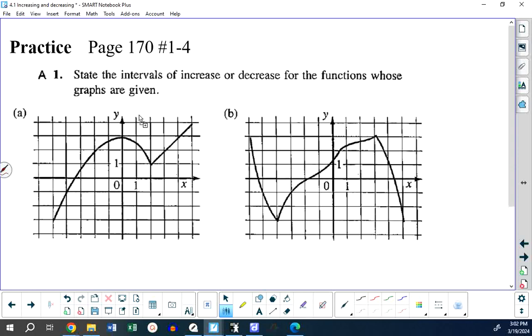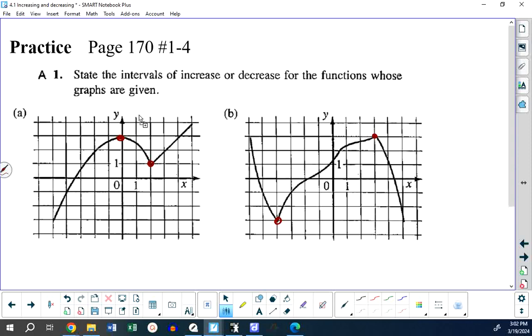But critical value of x, critical value of x, because the derivative is undefined at these 2 points. By the way, there should be arrows on the ends of these, right?